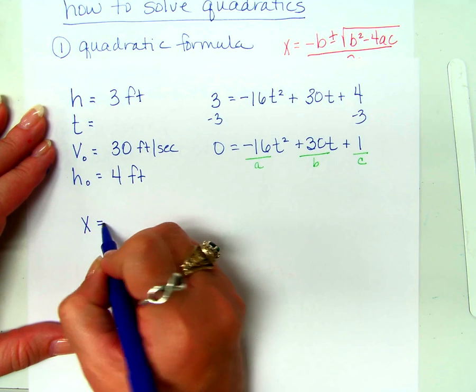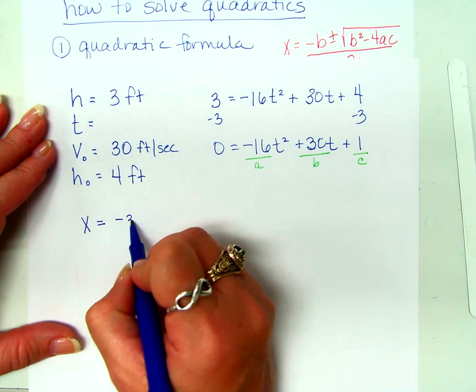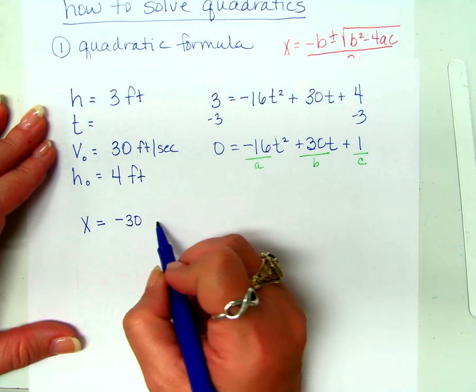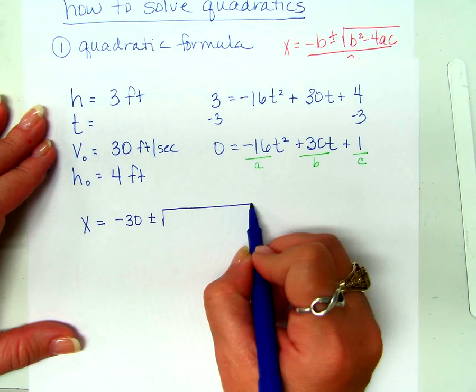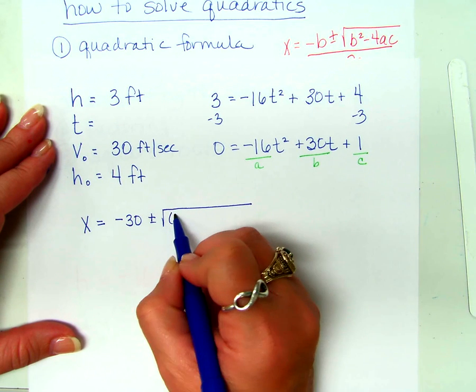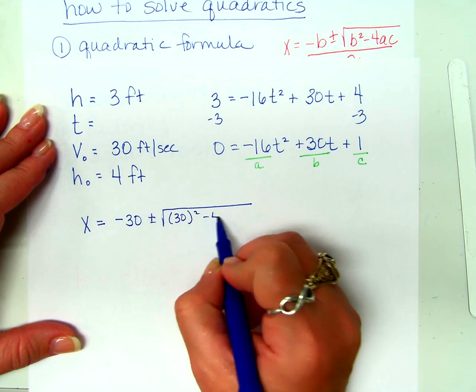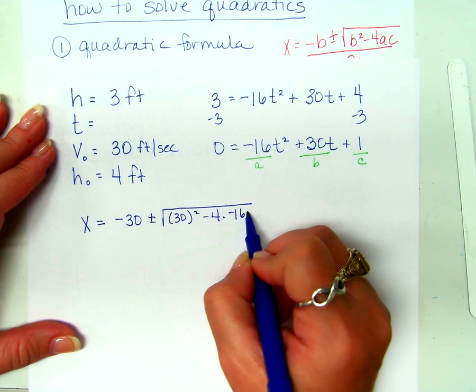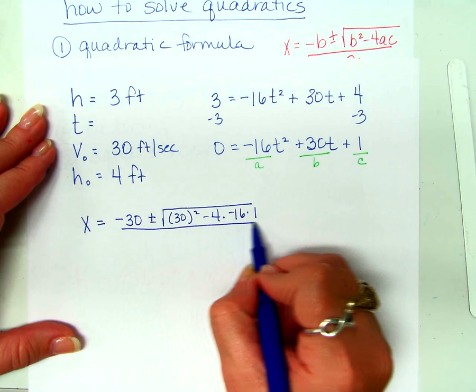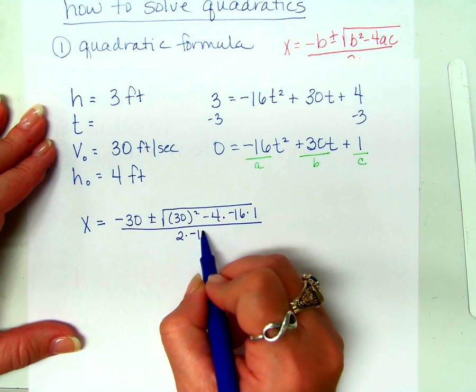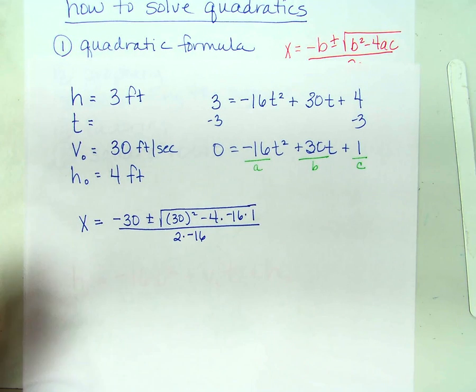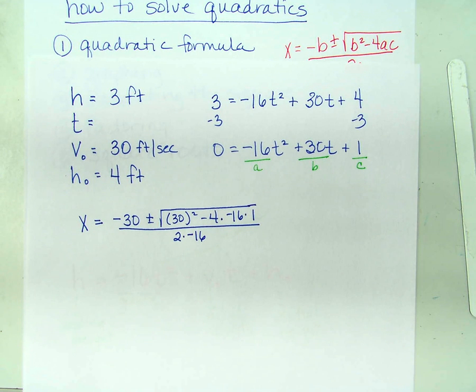X equals negative b plus or minus the square root of b squared minus 4ac, all over 2a. It's harder to write when there's numbers. You'll be okay. Thank you for being patient.